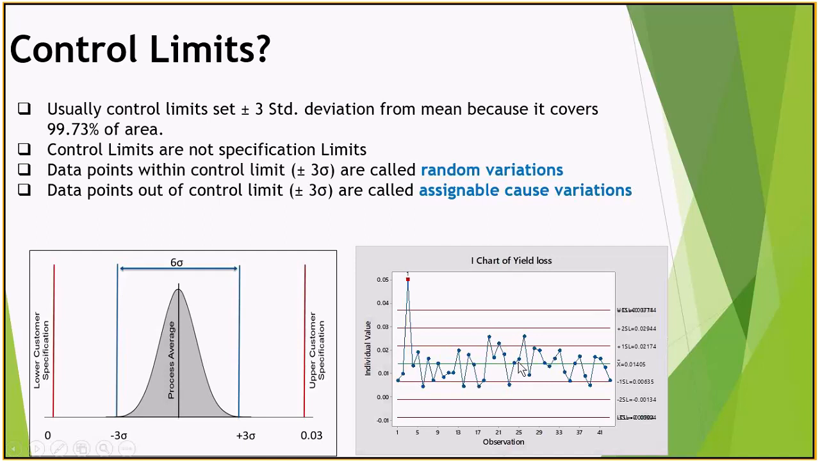But sometimes the variation is something like this, you can see, and this is called assignable cause variation. Assignable cause variation means the variation which is coming because of some assignable causes.